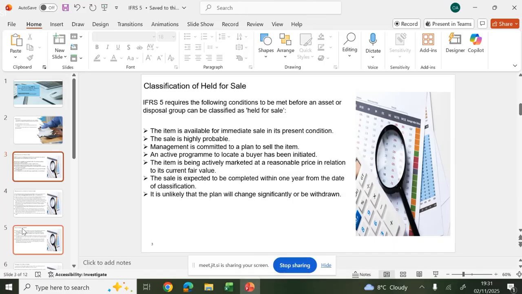So the price at which you want to sell that particular item must be reasonable. The sale is supposed to be completed within 1 year. There is an exception to this one. We expect to make that sale within 1 year, but there is always an exception. It is unlikely that the plan will change significantly or will be withdrawn. So IFRS 5 requires all these conditions before we can classify an asset as held for sale.